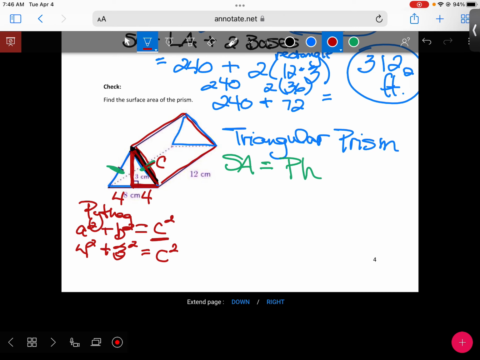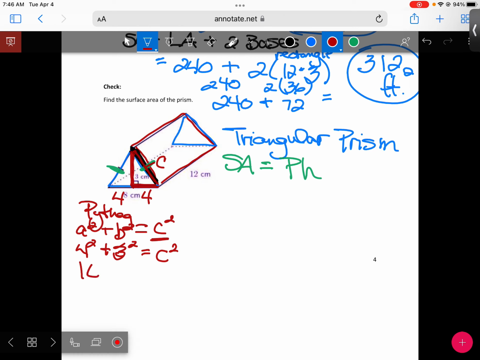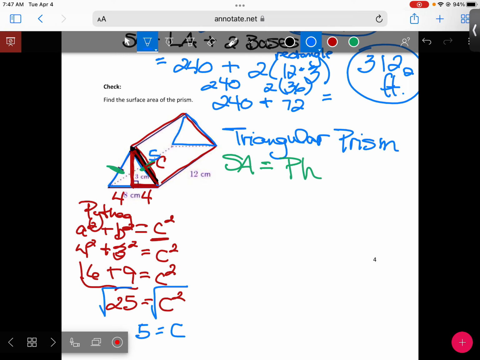What is 4 squared? 16. What is 3 squared? 9. And that's equal to c squared. Always work down. So add 16 plus 9 is 25. That is equal to c squared. I don't want c squared though, so if I take the square root of both sides, c is going to be equal to 5. So that means this bottom part right here is 5. And see this little hash mark? That means this side is also 5.